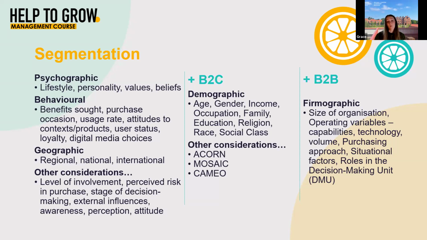When we look at B2B, we also add this firmographic variable. It is very useful for understanding things like company size, perhaps investigating the capabilities available within a particular company of interest, thinking about their technological capabilities, their technology volume as well, and looking at their purchasing approach. I think really valuable insight also comes from understanding what the decision making unit looks like and how that acts within a company of interest.